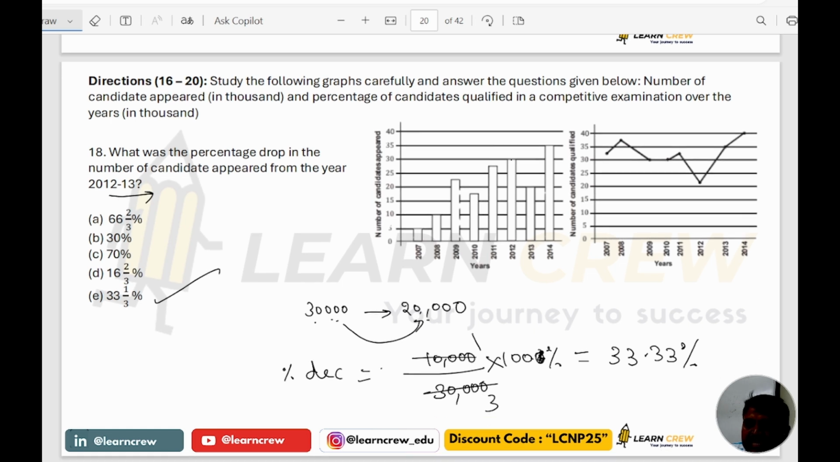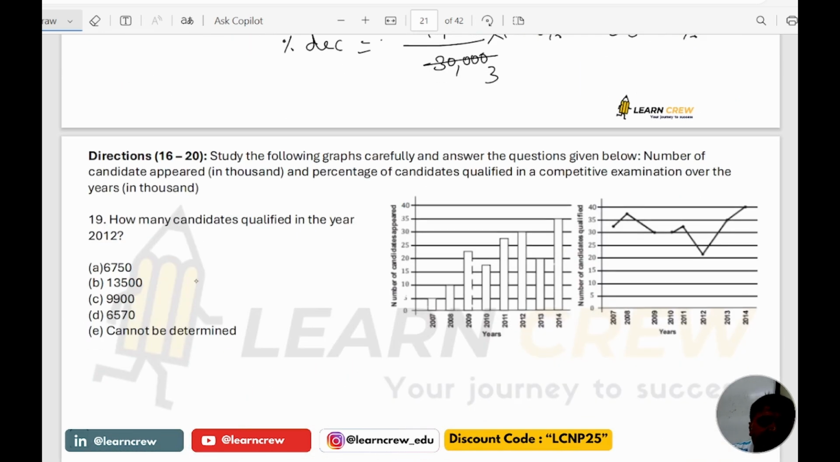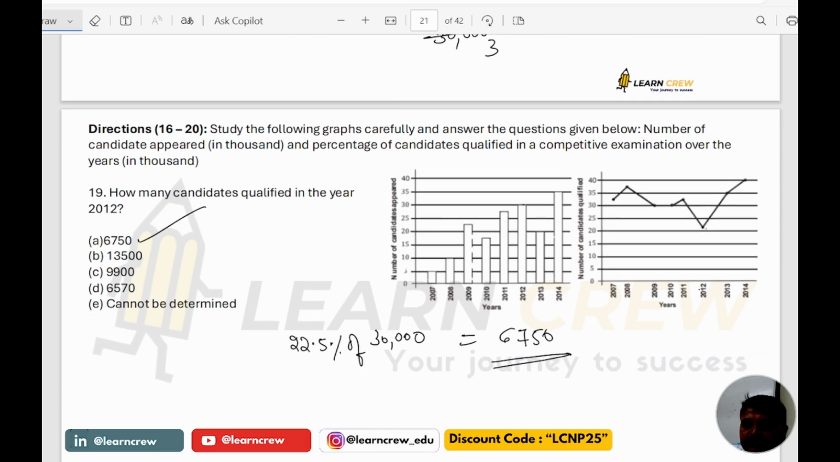33.33%. Now next question. How many candidates qualified in the year 2012? Total appeared are 30,000. Out of them, in 2012, qualified are 22.5 percentage. 22.5 percentage of 30,000 is 6,750. So answer is 6750, option A.